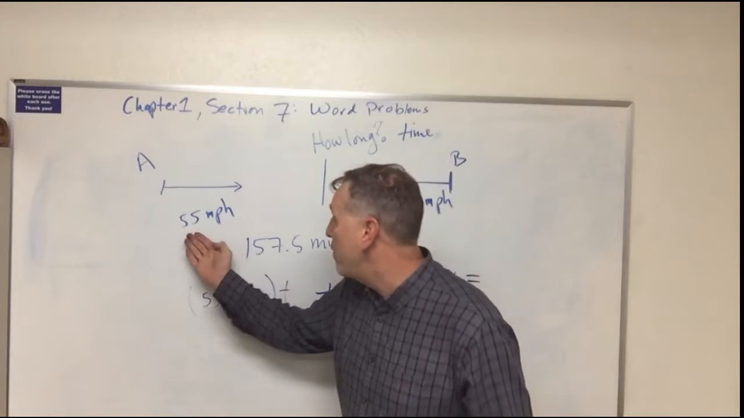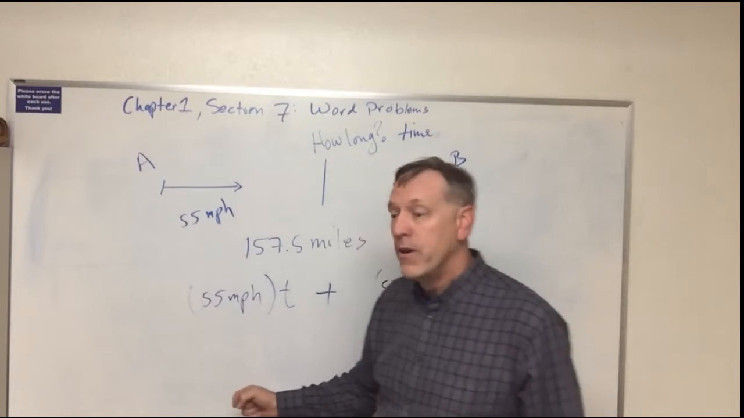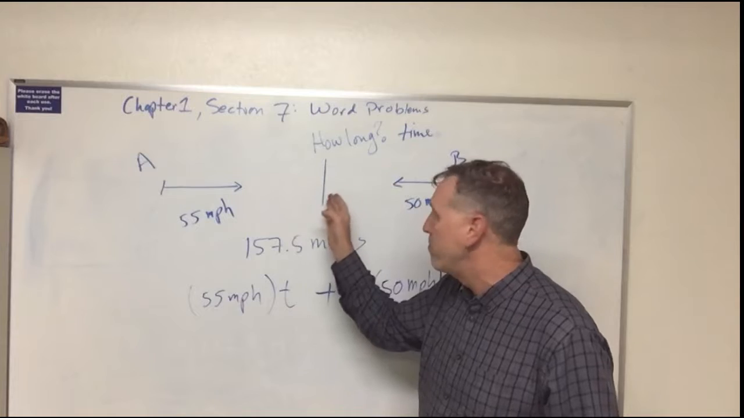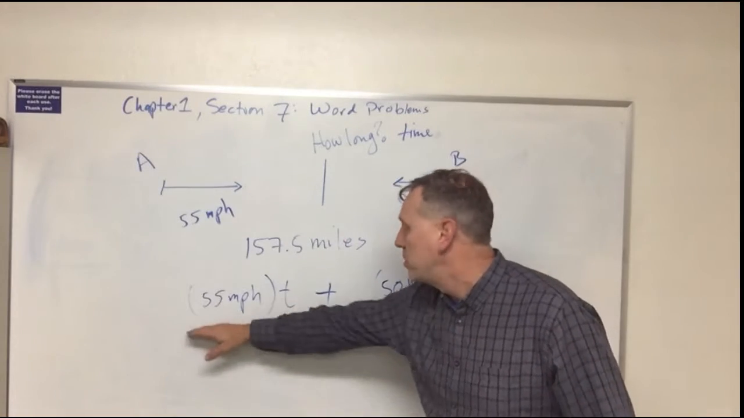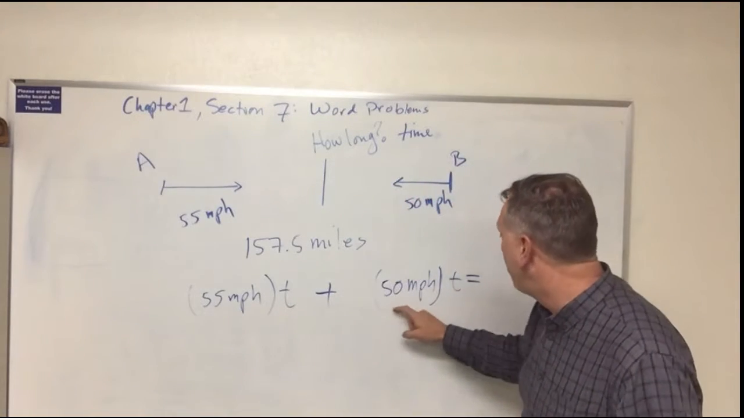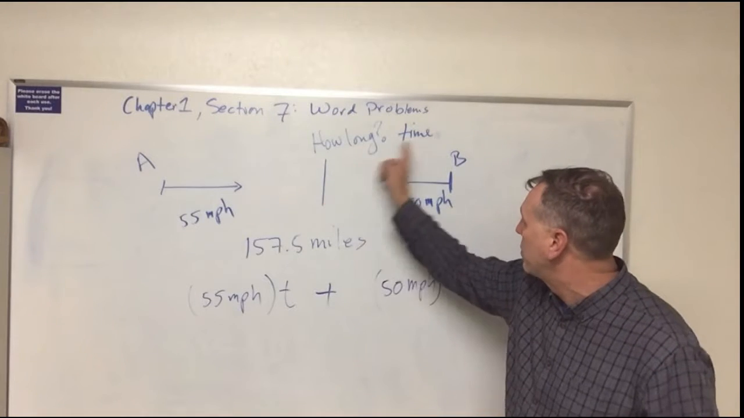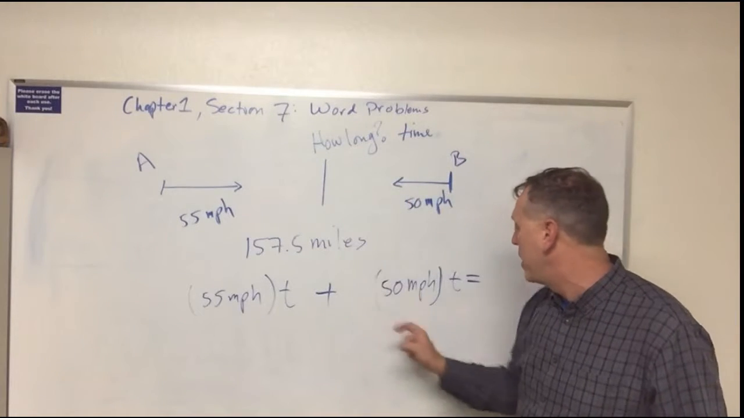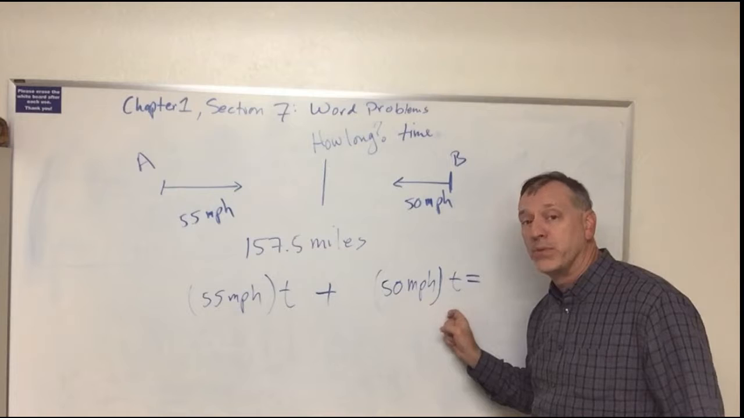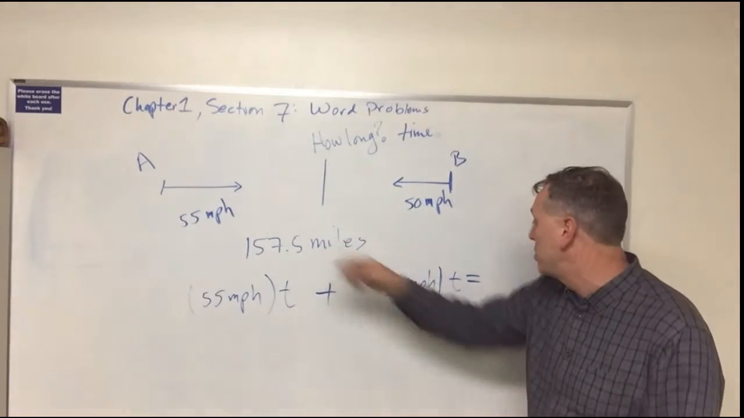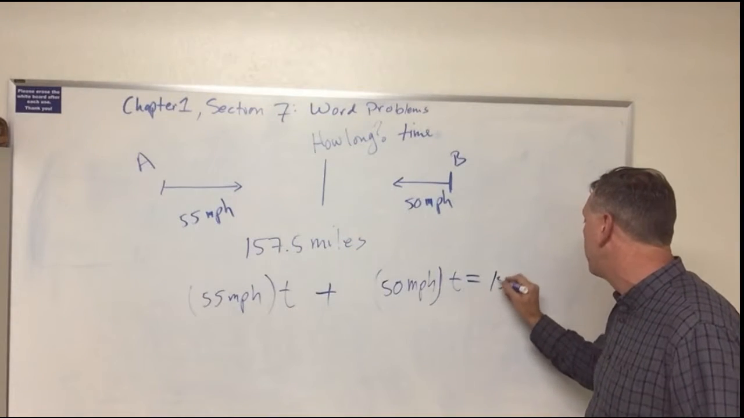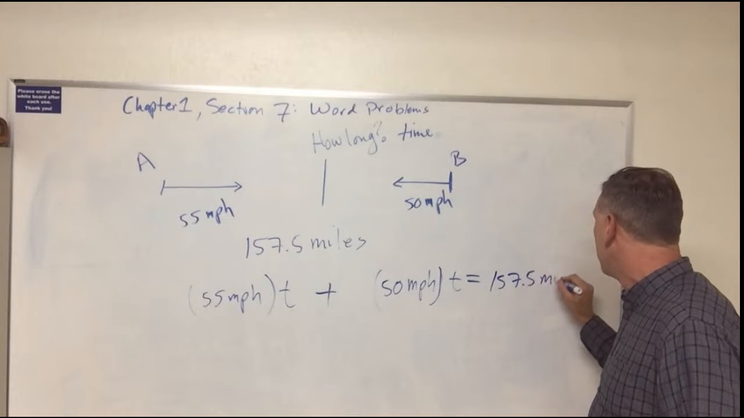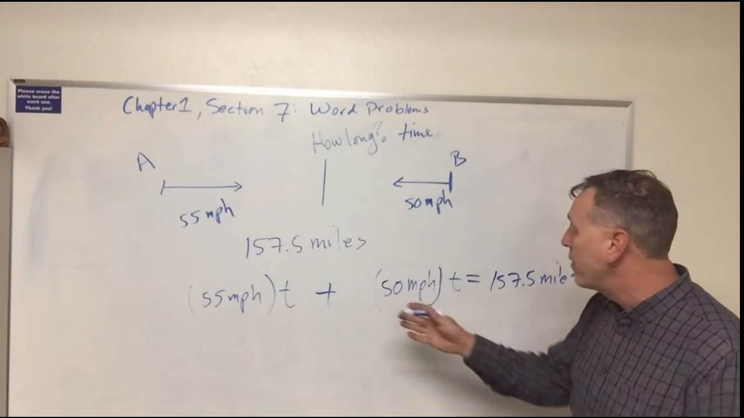In this case, if I go 55 miles per hour for whatever length of time until the two of them meet, that's the distance I've traveled. And if I go 50 miles per hour for whatever length of time the two travel until they meet, I've gone 50 miles per hour times the time. That gives us the total distance, and the total distance here is 157.5 miles.